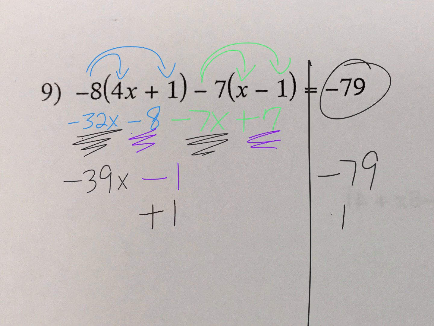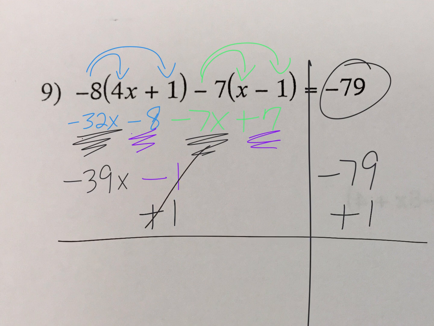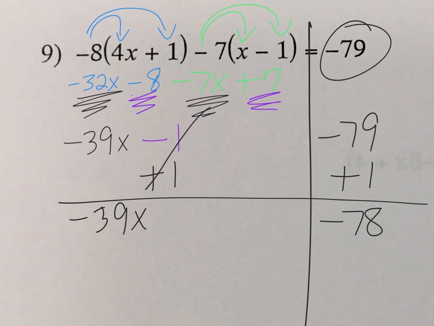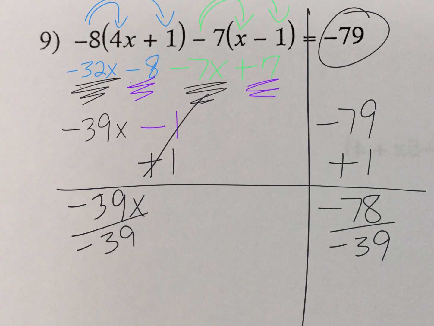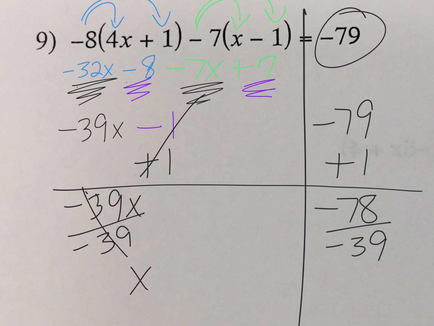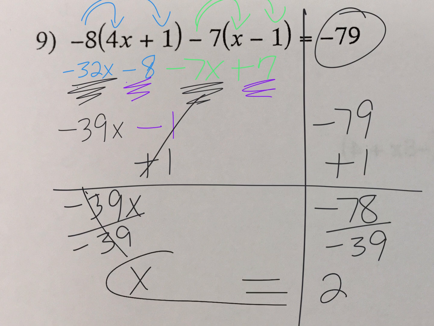I'm going to do that by doing a plus 1 on both sides. So that's going to cancel. I'm going to bring down the negative 39x. Negative 79 plus 1 is negative 78. And then I'm going to divide both sides by negative 39 in order to cancel that out. So that cancels, leaves me with the x. 78 divided by 39 is 2, and a negative divided by a negative is a positive 2. So my final solution is x is equal to 2.